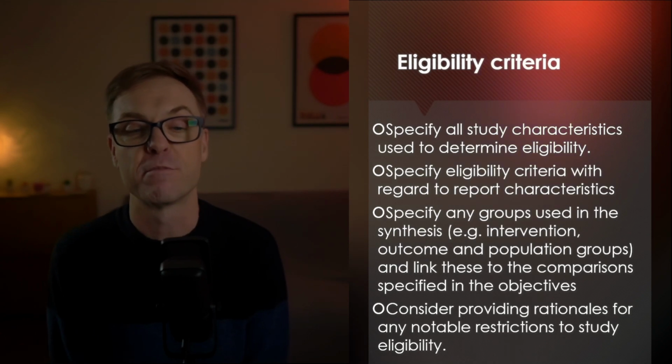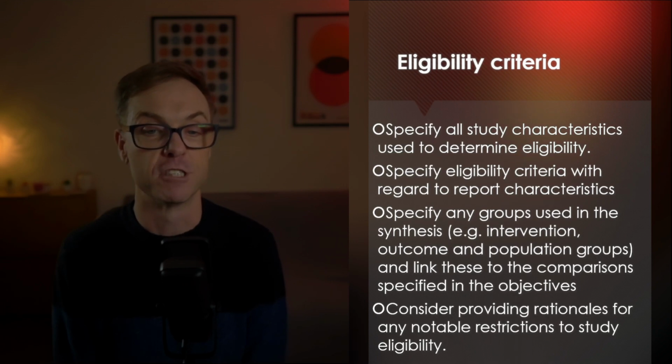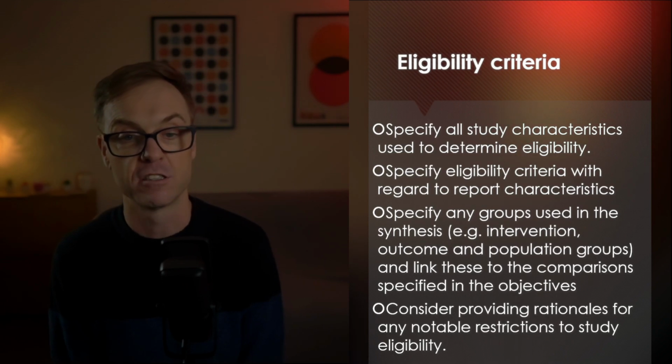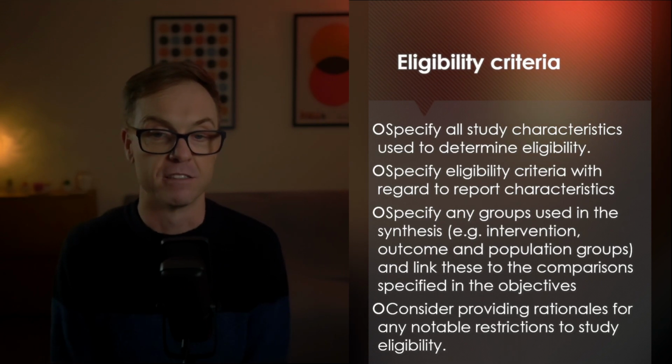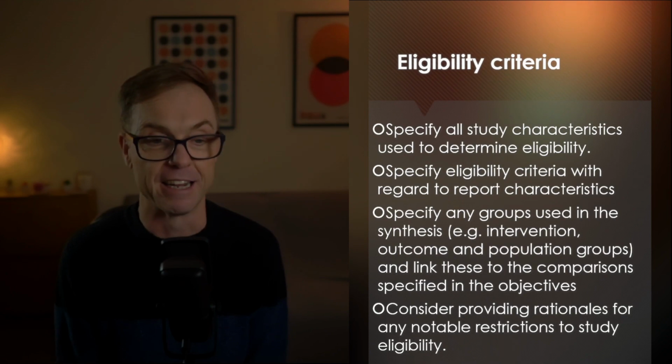We should consider providing any rationales for any notable restrictions to study eligibility. If a review is restricted to studies that are published from 2000 onwards because that was the first year a treatment was available, we should be clear about that.